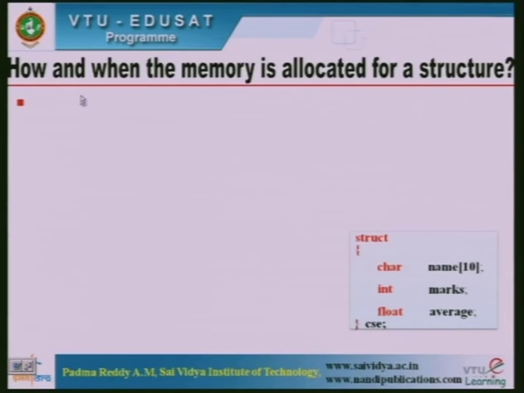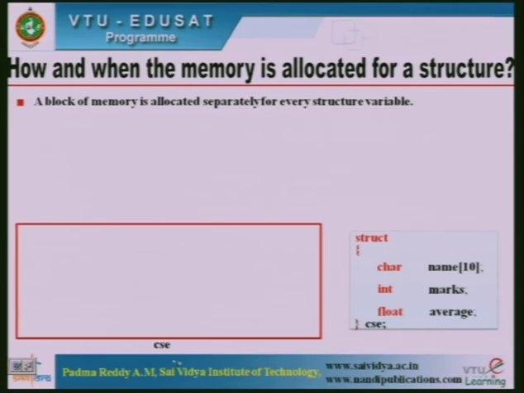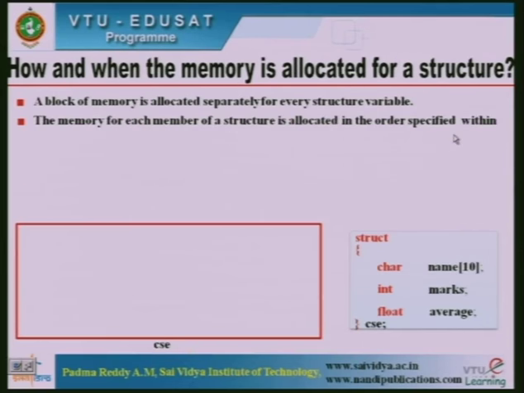Now, how and when is memory allocated? A block of memory is allocated separately for every structure variable. A block of memory is allocated for the variable CSE. Next, the memory for each member of a structure is allocated in the order specified within the braces.